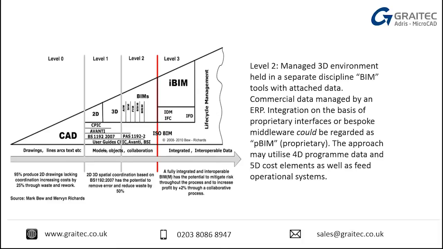BIM level 2, what we will do is we will actually be sending 3D information so we can coordinate, we can make sure that our models fit and sit together. The structural engineer can sit his model inside our model, and the M&E can add that in as well. So we're looking at a full virtual building with all the services and everything associated to that as well.